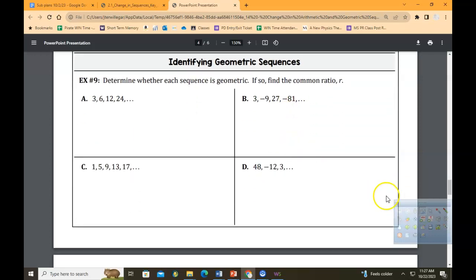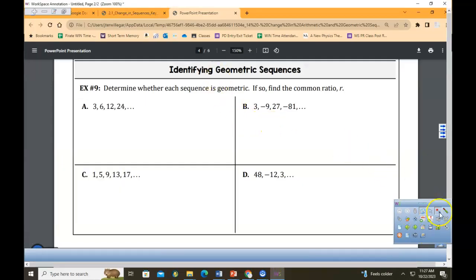Let's try number 9. Is it geometric or not geometric? That is the question. So what's 6 over 3? It's 2. Means I'm multiplying by 2, right? What's 12 over 6? 2. 24 over 12? 2. So each time I'm multiplying by 2. So yes, this is geometric.